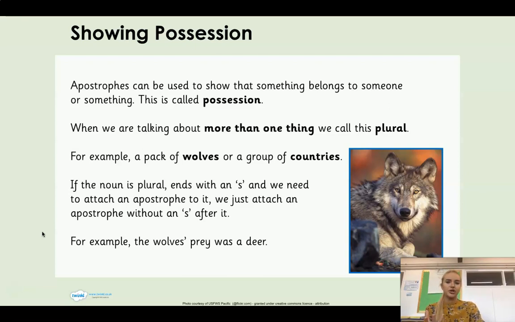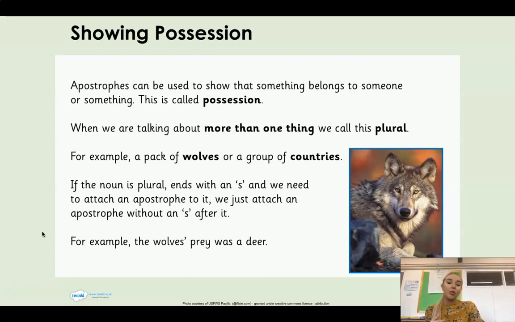Have a think. What do you own? What do you have possession over? Pause the video and have a think. You might have thought of lots of things that you own. You might own a pencil case, for example. You might own some clothes. You might own some jewellery. You might own some toys.